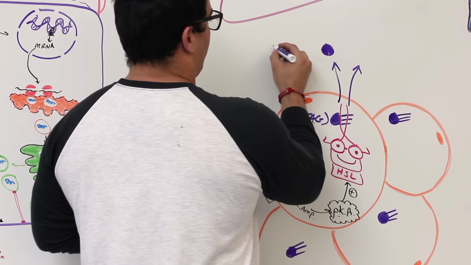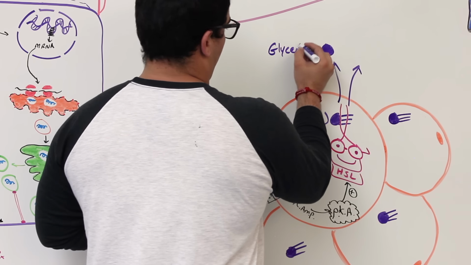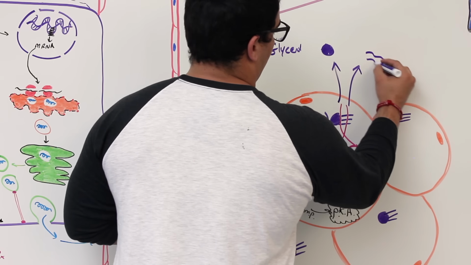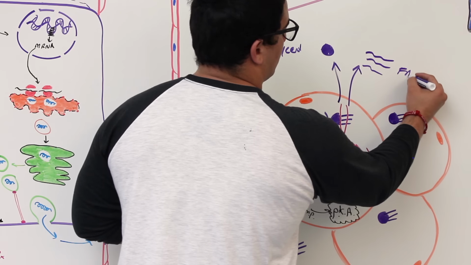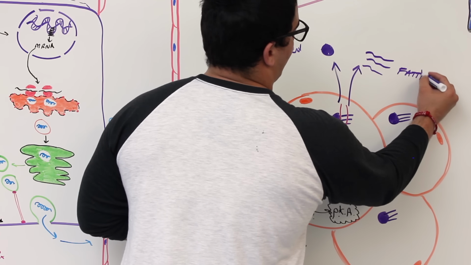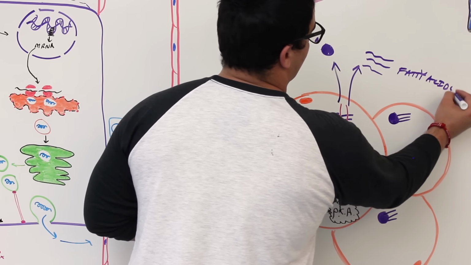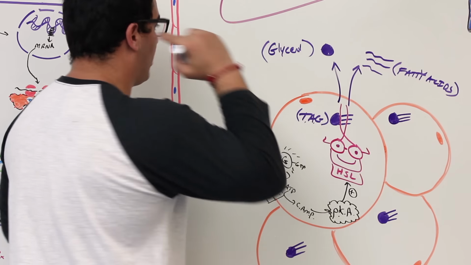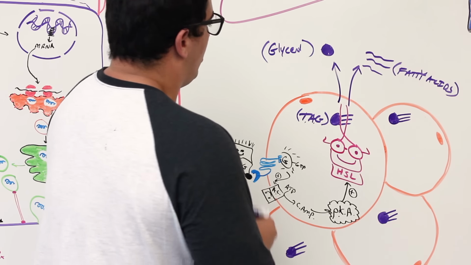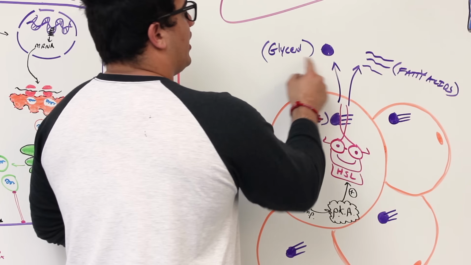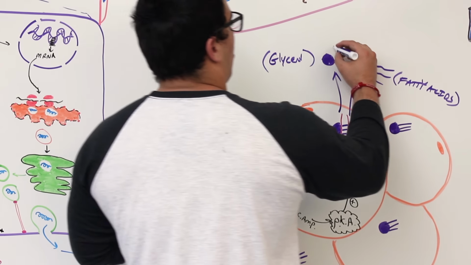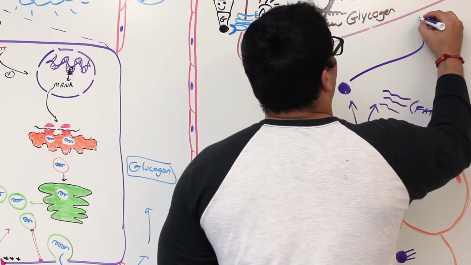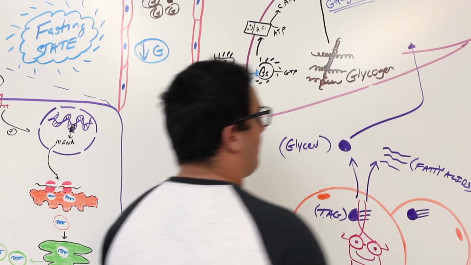One is glycerol. The other is these fatty acids. So these are the two components that it's going to be broken into. So this glycerol is really, really critical. Let's bring this glycerol over here now, and it's going to come into this liver cell.